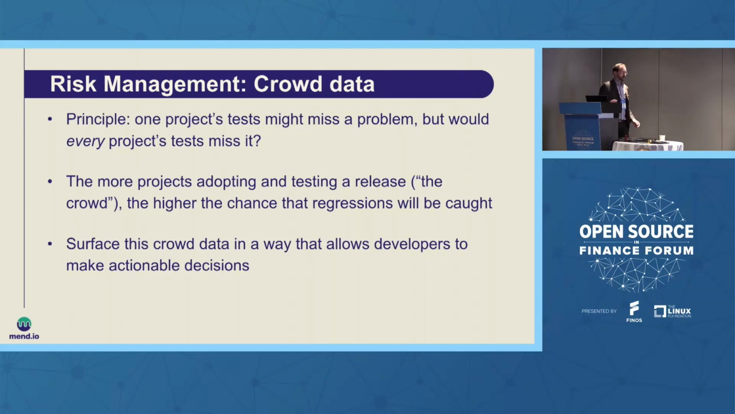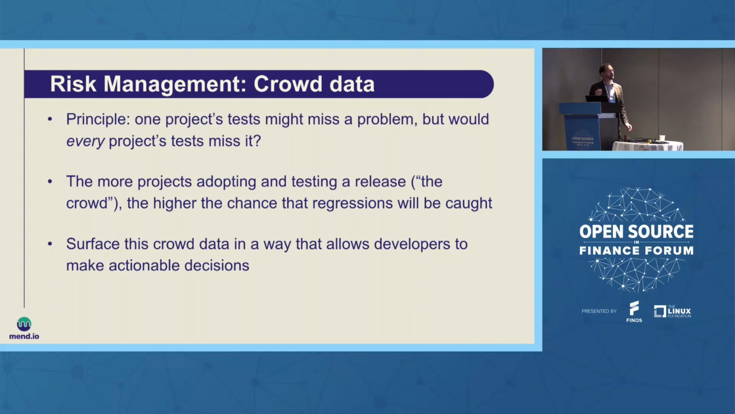All right. And so a way to mitigate this risk is crowd data. The principle is that one project's tests might miss a problem. It is possible that upgrading that dependency is a problem, and your test didn't catch it. That is a possibility. But what are the chances that every single project across the whole company, maybe across the whole internet, everybody has tested it, everybody passed, and there was a problem that no one caught? The chances of that are very low.